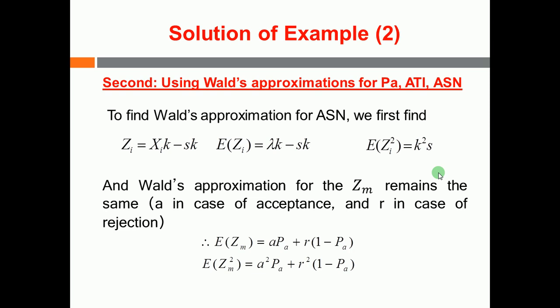And if you are going to work with Z square M, then you have to square it. It is approximated by A square in case of the acceptance and R square in case of the rejection. Dealing with it as a discrete random variable, we have the expectation of Zm as A for probability of acceptance plus R for probability of rejection. And the expectation of Z square M would be A square times the probability of acceptance plus R square times 1 minus PA, which is the probability of rejection.